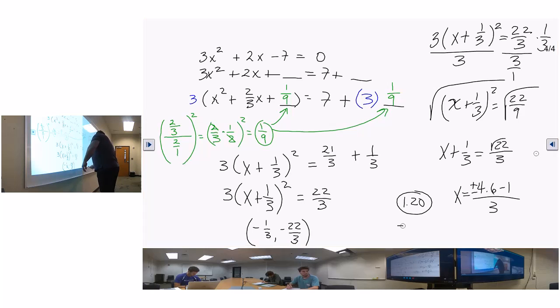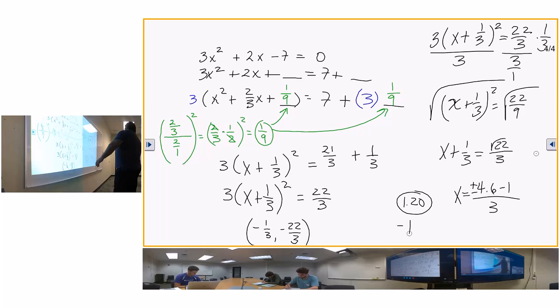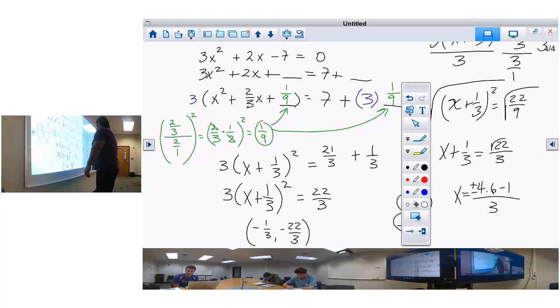So that's going to be negative 1. I have no idea. 1 point what? Somebody do negative 5.6 divided by 3. What do you get? Negative 1.8. And there's your 2 x-intercepts.